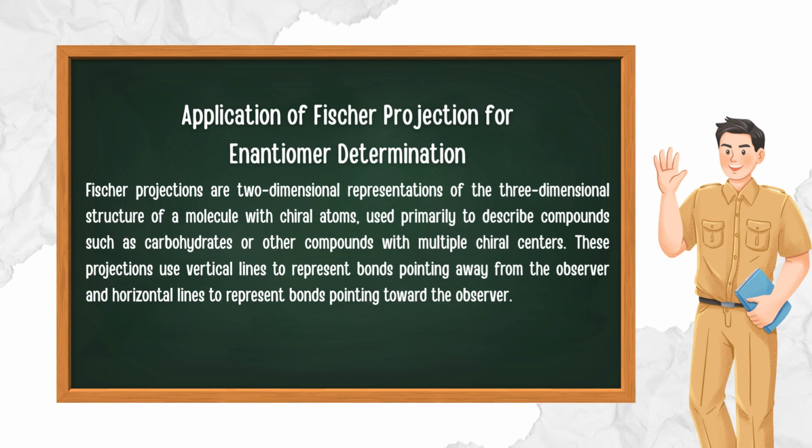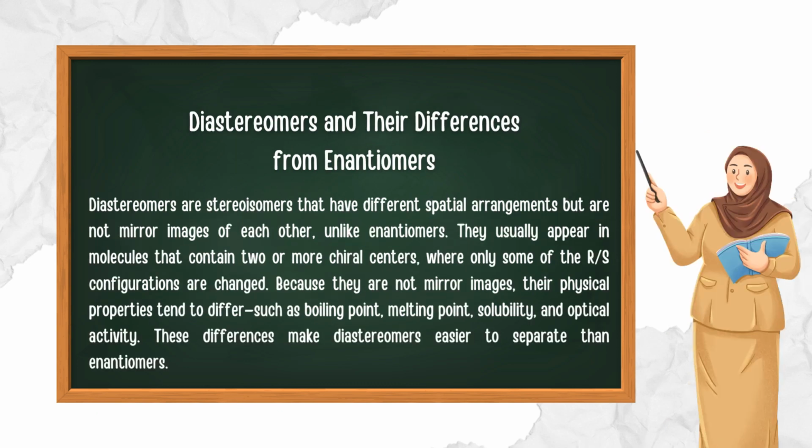These projections use vertical lines to represent bonds pointing away from the observer and horizontal lines to represent bonds pointing toward the observer. Diastereomers and their differences from enantiomers. Diastereomers are stereoisomers that have different spatial arrangements but are not mirror images of each other, unlike enantiomers.